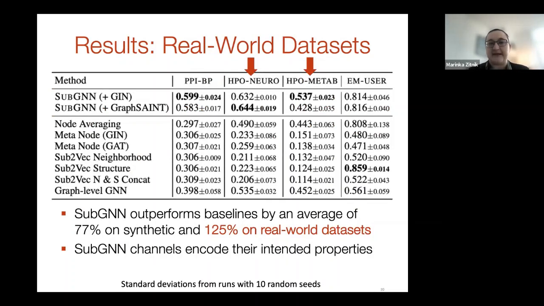So results are shown on this slide, where in the columns we have the different data sets used in the model, and in the rows are methods. What we found is that SubGNN outperformed baselines by an average of 77% on synthetic data sets, but even more, up to 125% on real-world data sets, meaning that there is a real need for models that can capture richer notions of subgraph topology, and SubGNN can do that. Therefore, it has substantially better performance on these data sets than other models.